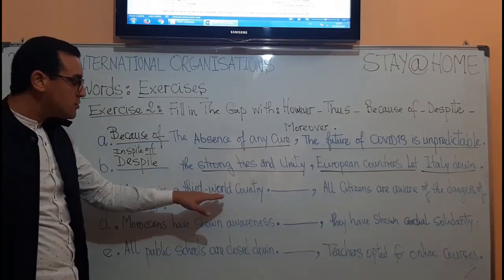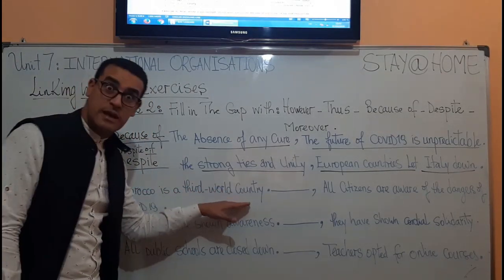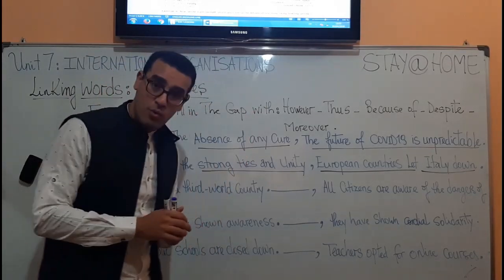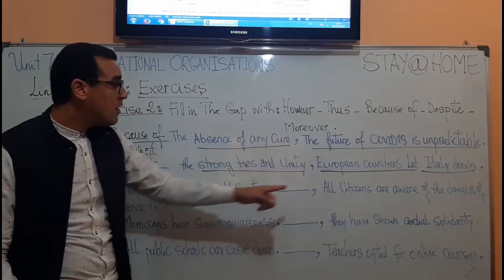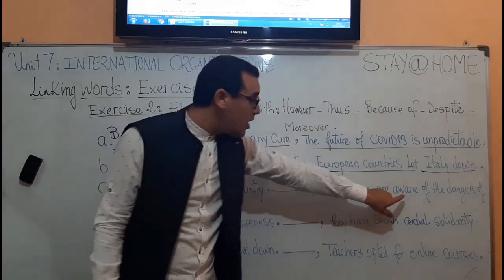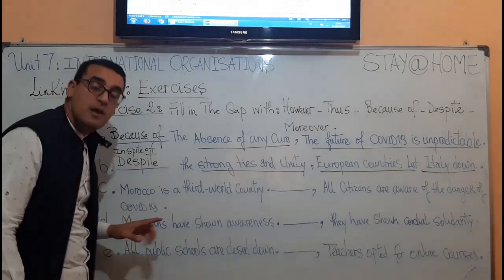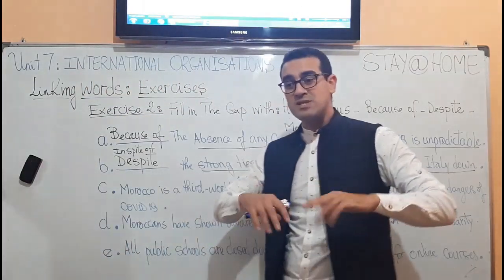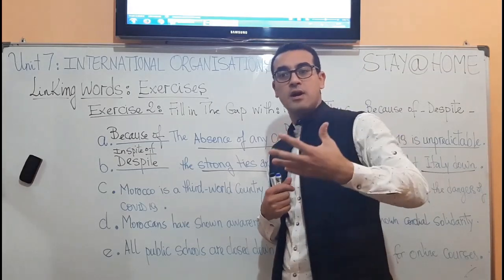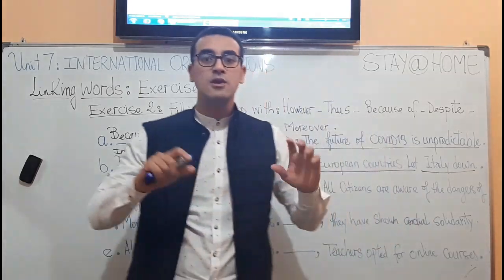Morocco is a third world country. It belongs to the third world, not the developed world. It's an underdeveloped country. All citizens, the people, all citizens are aware of the dangers of what? Of COVID-19. It means that all Moroccans responded to the calls of responsibles and the calls of the King of Morocco and the calls of the government, the Moroccan government, to what?